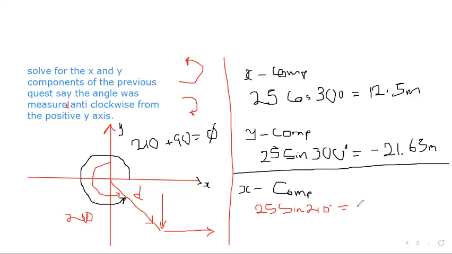So in this case, we're going to add a negative there so that the component is correlating with our diagram. So this would give us negative 1.5 meters. You can also add a negative there to show consistency.